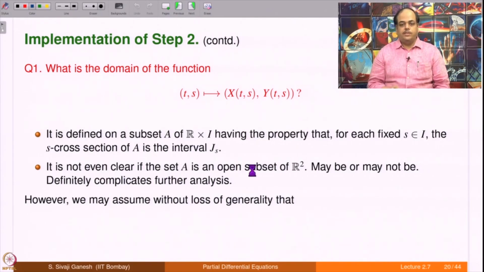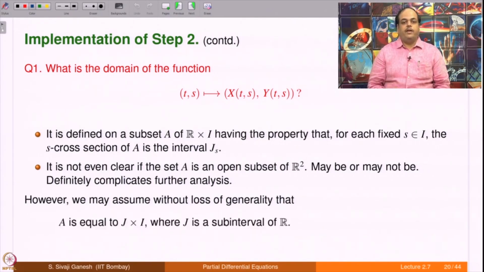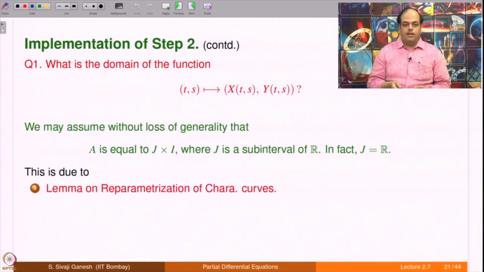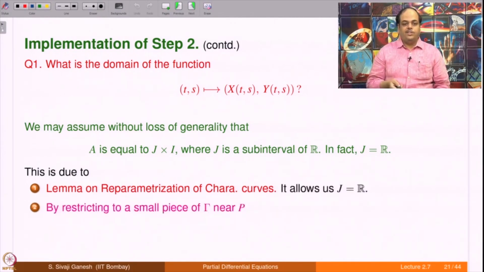However, we may assume without loss of generality that A is equal to J cross I, where J is a subinterval of R. I is where the parameter s is running, J is where t is running. Okay, we take J equal to R, this is what we said, thanks to our lemma on reparameterization of characteristic curves, or by restricting to a small piece near gamma, that is also okay.